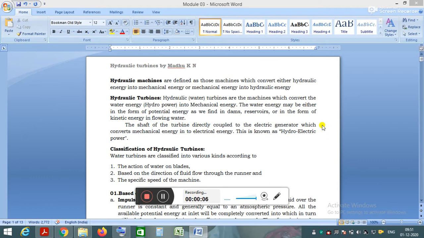In the last class, we solved some problems on general analysis of turbo machine. In the last module, we discussed general analysis of turbo machine. We discussed power generating turbo machines.